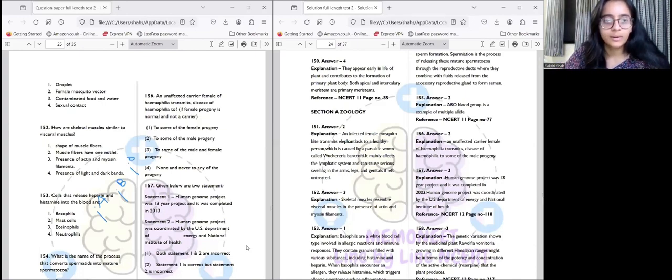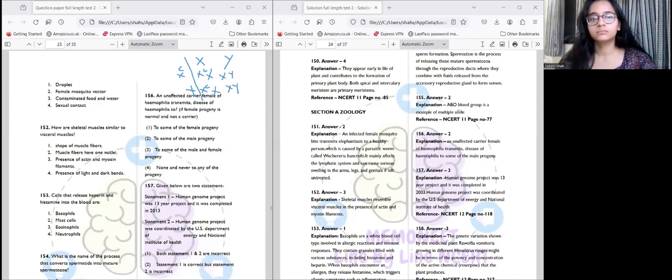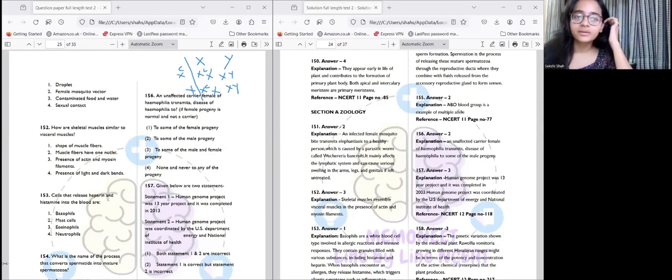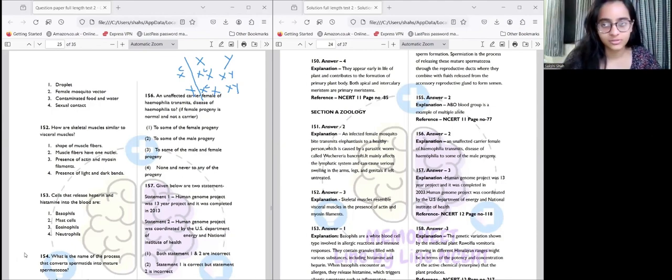So now for question number 156. An unaffected carrier female of hemophilia transmits the disease of hemophilia to whom, if the female progeny is normal and not a carrier. So let's see. If we draw the genetic cross over here, let's see how it gets divided.